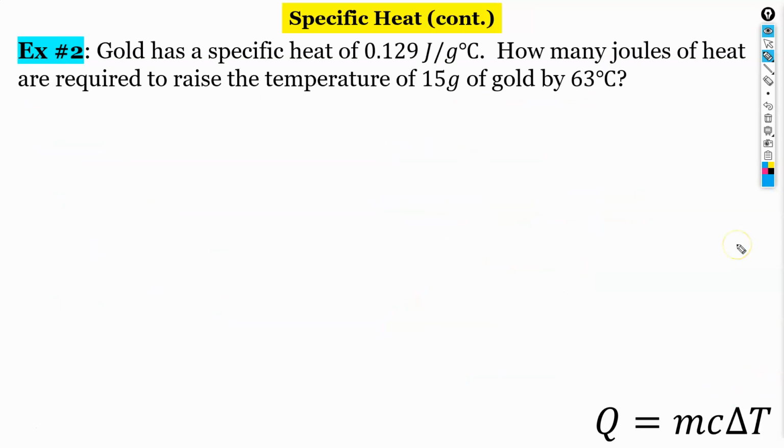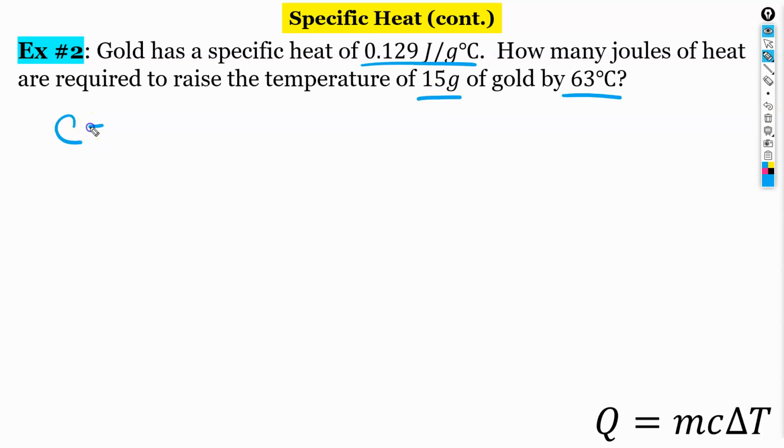All right, let's look at another example here. So we're working with gold this time. Now, if this doesn't get you excited, I don't know what will. So we've got gold as a specific heat of 0.129 joules over grams degrees Celsius. It's asking for joules. So again, we're going to be finding our Q value. And we want to raise the temperature by 63 degrees, and it's a 15 gram sample.